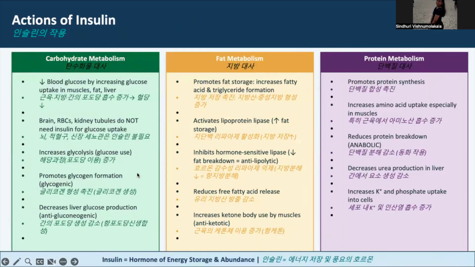Now let's understand the actions of insulin on carbohydrate metabolism, fat metabolism, and protein metabolism. First, to begin with, on carbohydrates, insulin increases the glucose entry into tissues like skeletal muscle, cardiac and smooth muscle, adipose tissue, white blood cells, islets, pituitary, fibroblasts, mammary glands, aorta, liver, and alpha cells of the pancreatic islet.